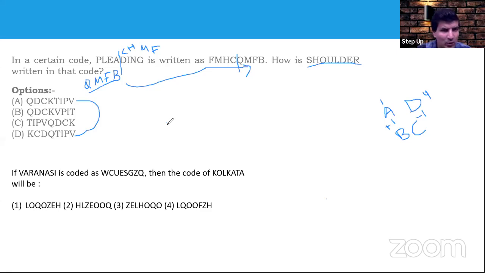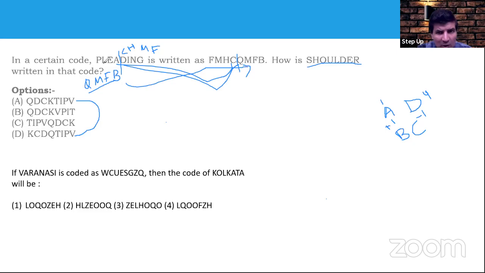So what happens in these questions is that with PLEA, when I was trying to see the logic letter by letter, it's not working. For example, A is actually becoming C, whereas D is becoming, let's say, Q. So we are seeing too much of a difference. So we ask what the logic could be. Sometimes we break the word into two parts. So PLEA could be one part and DING could be another part.